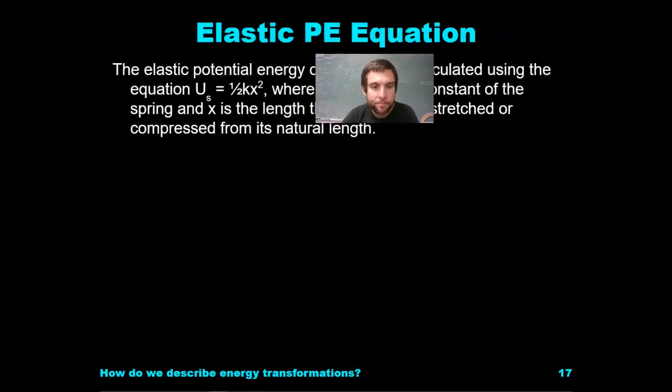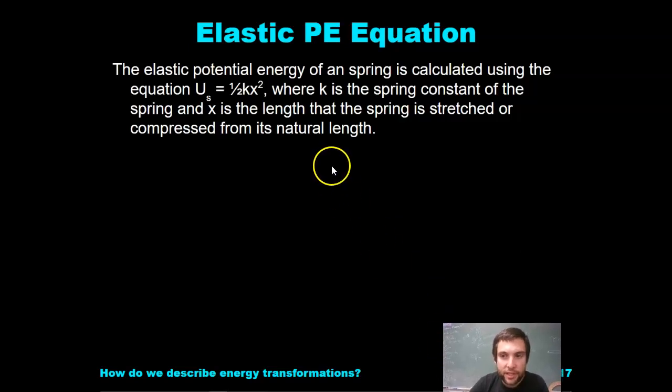Elastic potential energy. The elastic potential energy of a spring is calculated using the equation U sub s equals 1/2 kx squared, where k is the spring constant. Remember that thing? It's the springiness of the spring. A high spring constant means it's very hard to compress or stretch. A low spring constant means it's a lot easier to compress or stretch. x is the length the spring is stretched or compressed from its natural length. If you have a spring just sitting there at rest, then it's at equilibrium, x equals 0, so there's 0 spring potential energy.